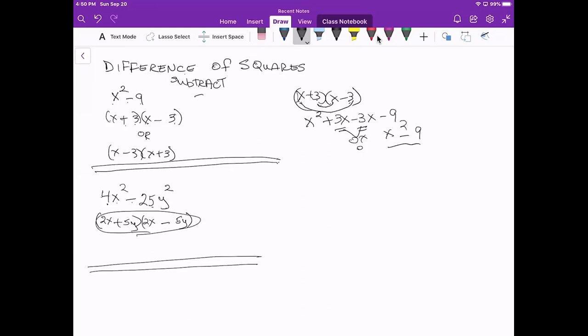That's only, again, if you have two terms, both of them perfect squares, and you're taking the difference. All right, now you think you've got it, right? I'm going to give you one to do. This is an easy one. Let's see how you do it.